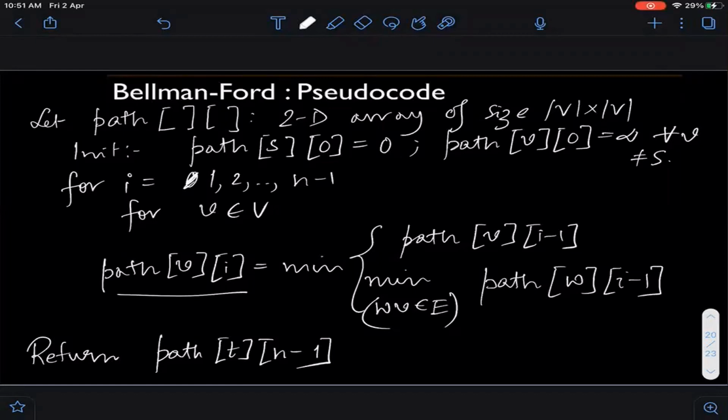Okay, so this is assuming that you are trying to find the shortest path from S to T. If you don't want that, then you just return the whole matrix and you can access the shortest path as you need. Okay, so fairly straightforward, right?